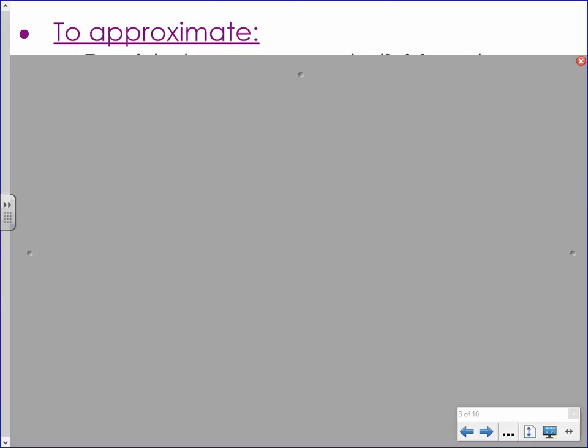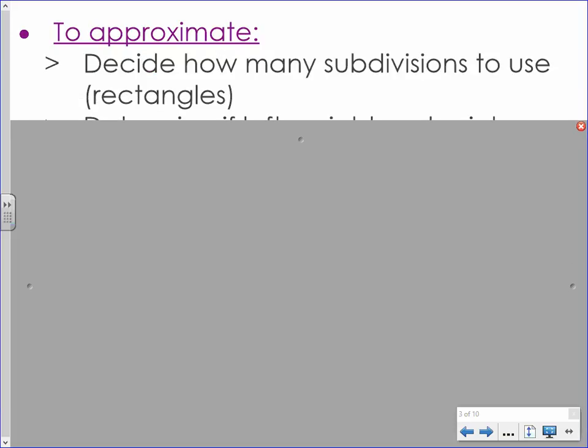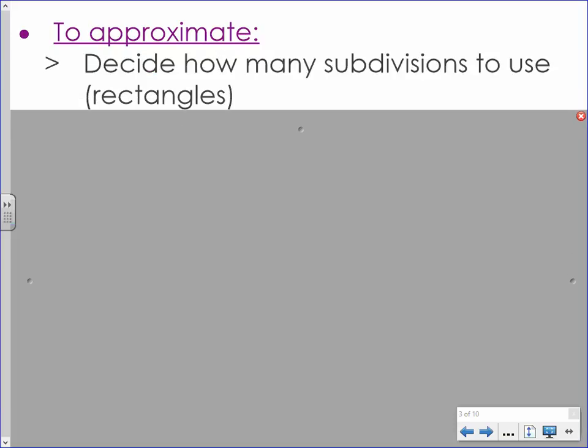Okay, so this is how we're going to approximate. I'm going to have you write these down, and then I'm going to hand out the problem. So this is how we approximate. First of all, we need to decide how many subdivisions to use. How many rectangles are we going to use? Typically, this is going to be given to you. And we call this number n. n is the number of rectangles we are going to use.